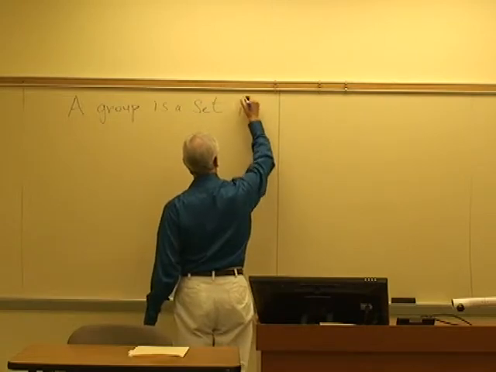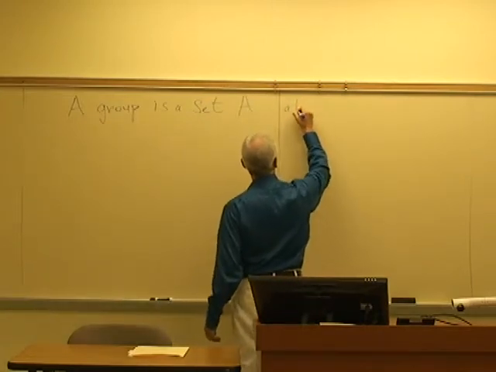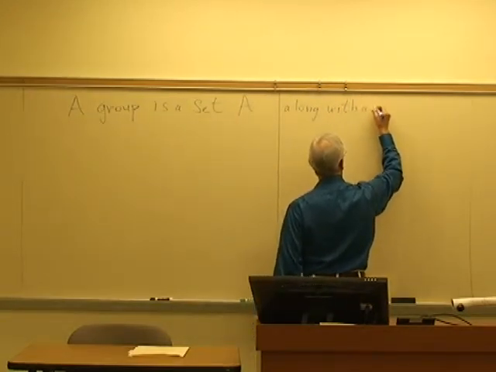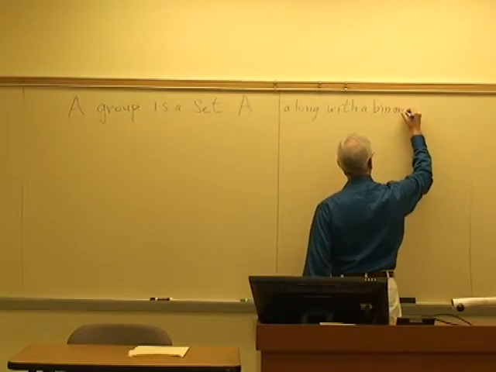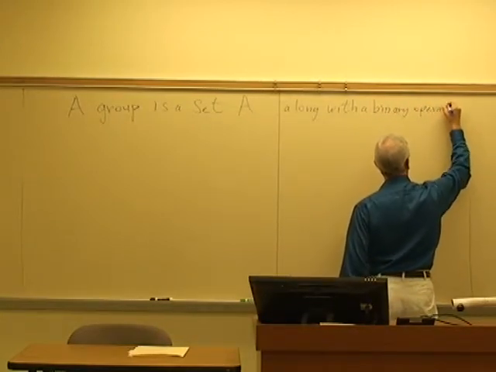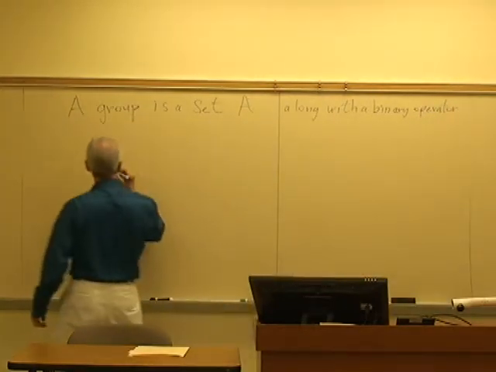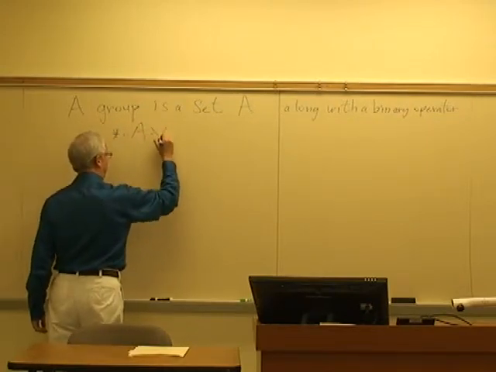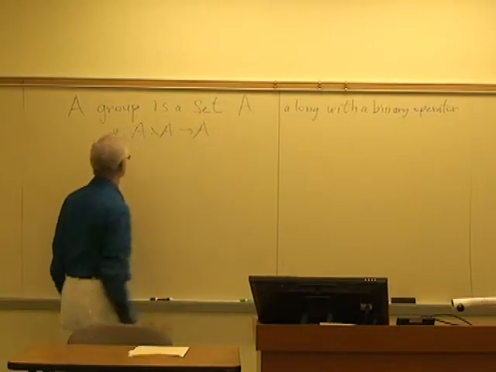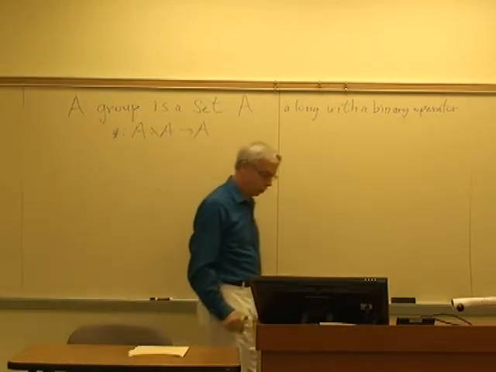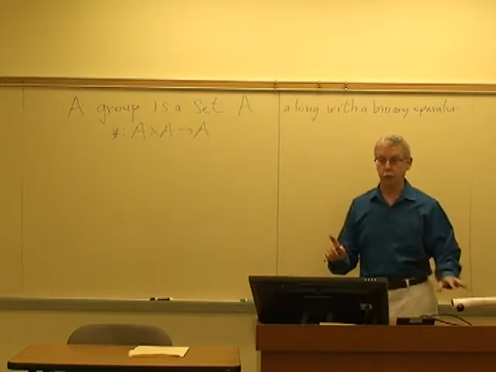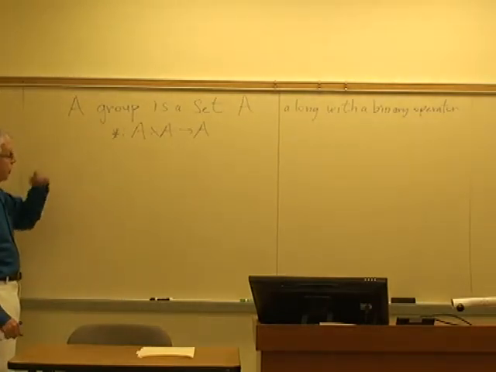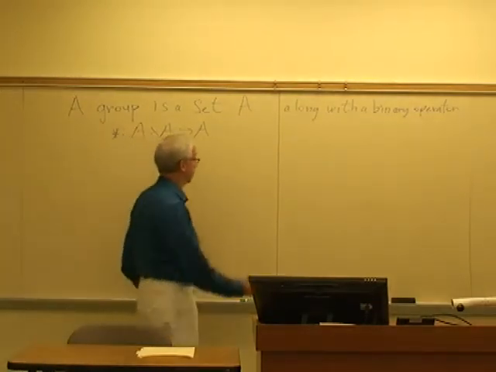We'll call it A. Along with a binary operator, which we defined before. That's a map, and we use the symbol star for our binary operator from A cross A to A. So notice in particular, a group only has one binary operator. We don't need two, we don't have two. So this is a very general thing, but this binary operator has to have three characteristics.